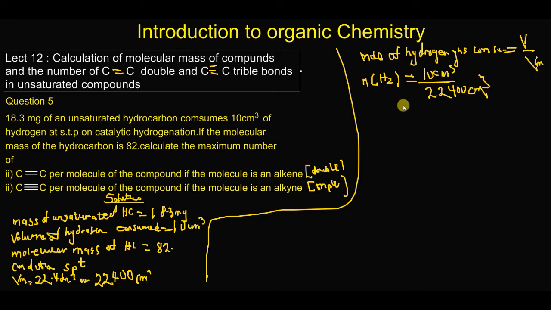So after doing your calculation, you will get a certain value, and the mole we are going to get is 4.46 times 10 raised to the power negative 4.